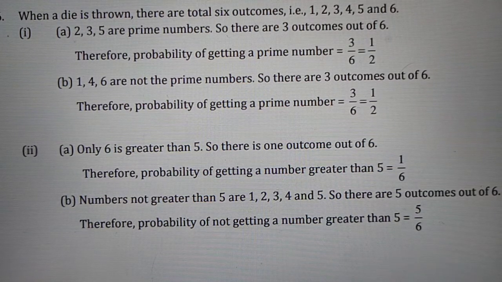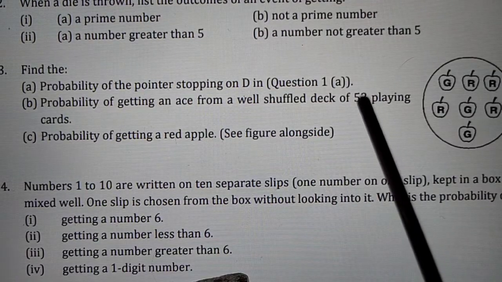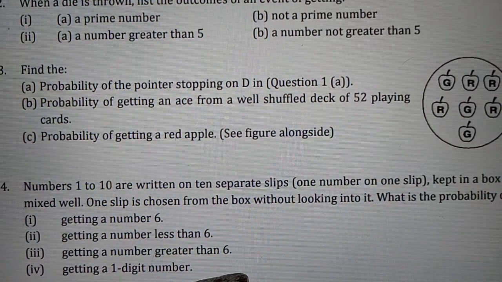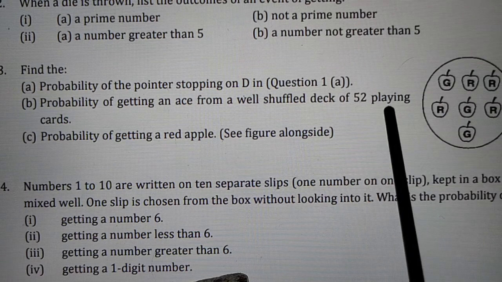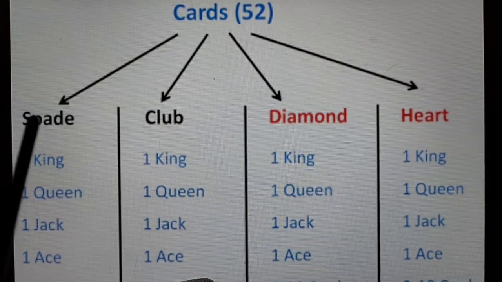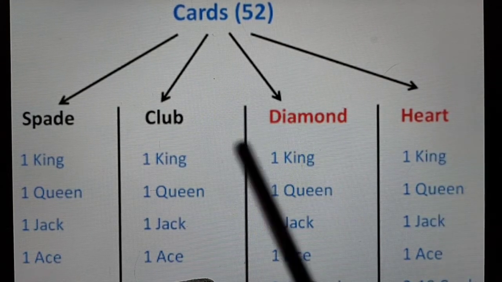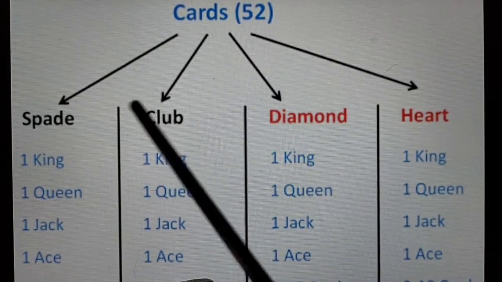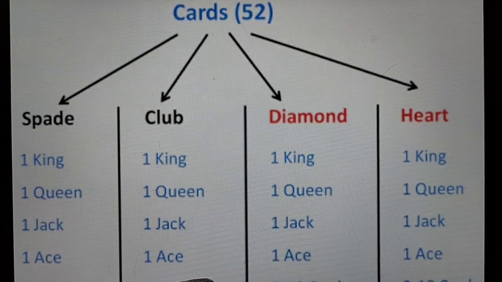Now let us start with the one question we left, for the cards. The question which we previously did not solve is the probability of getting an ace from a well shuffled pack of 52 playing cards. First, understand the distribution of 52 playing cards. Students, understand the distribution of 52 cards. The 52 cards basically divide into 4 parts: spade, club, diamond and heart. 2 are black and 2 are red. So 26 are red and 26 are black. Actually they are equally distributed, 13 plus 13 plus 13 plus 13.